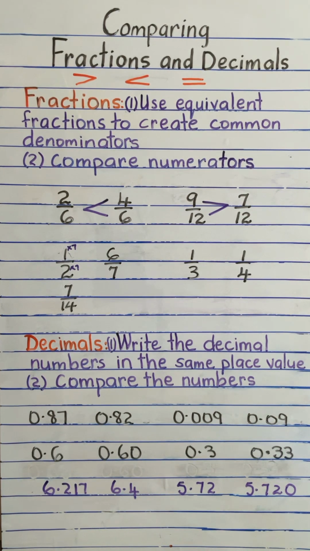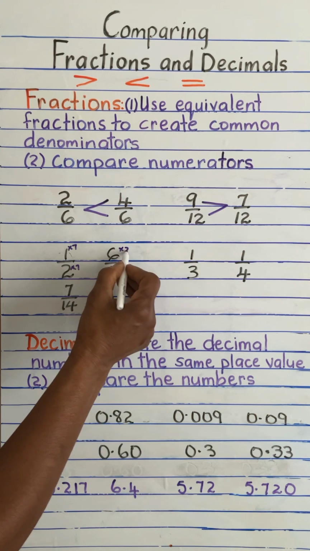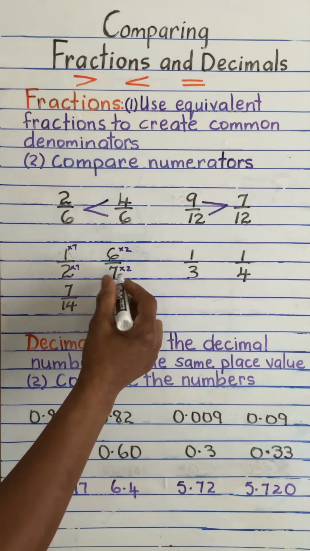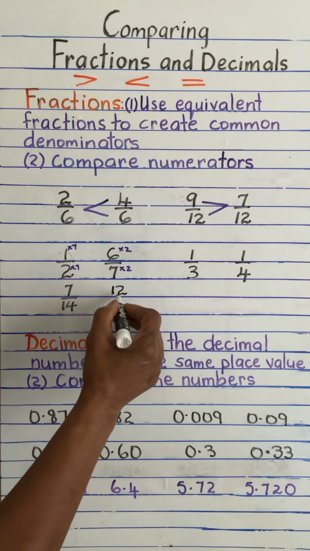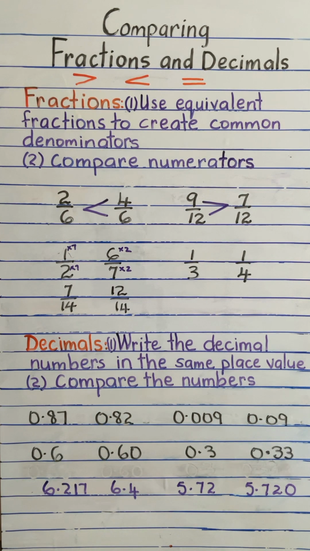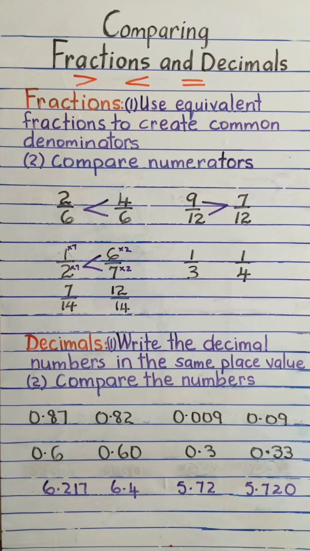Next, what did we do to 7 to make 14? We multiplied by 2. So we need to multiply 6 by 2 as well. 6 times 2, 12. And 7 times 2, 14. Now that our denominators are the same, we can compare the numerators. 7 is less than 12, so 1/2 is less than 6/7. So we're going to put our less than symbol right here.